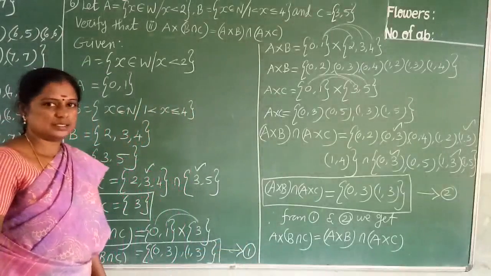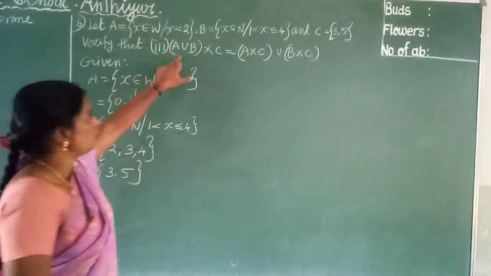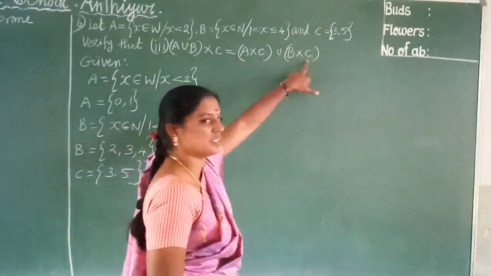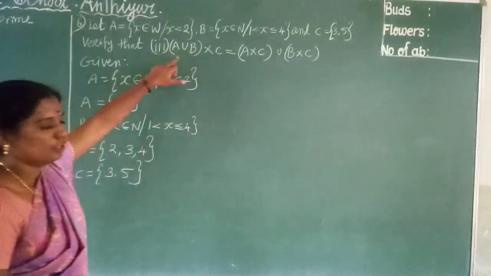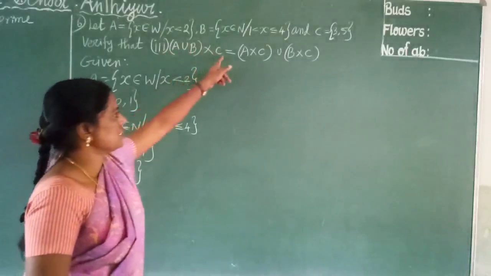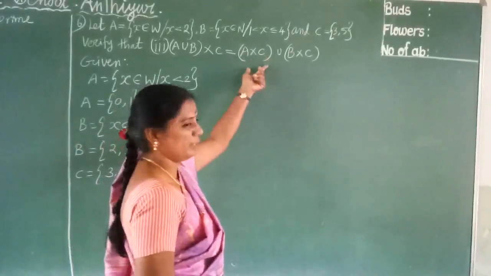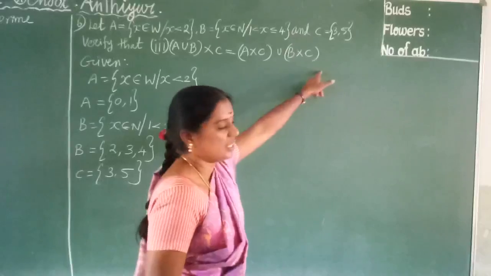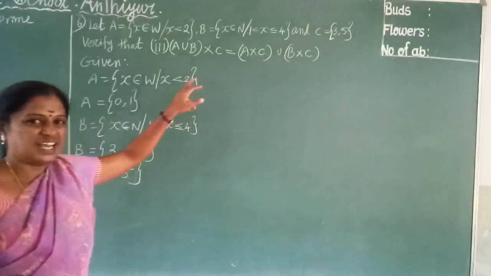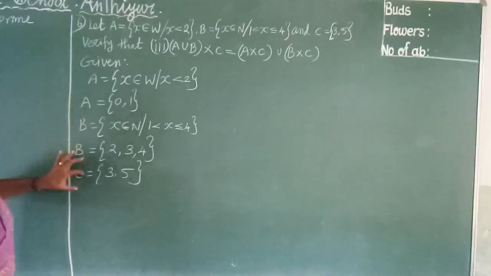Now we see the third sum. Sixth number, third option: (A union B) cross C equal to (A cross C) union (B cross C). So first you want to find the bracket A union B and then cross C. That is the LHS answer. And for the RHS, A cross C first, and B cross C. Then take the union of these two answers, so we get the RHS answer. We have already found A, B and C.